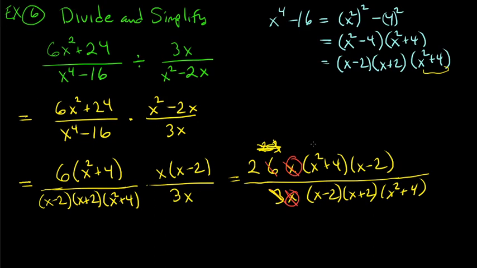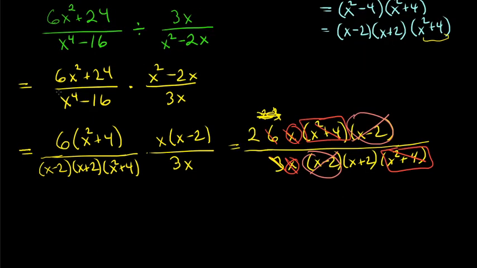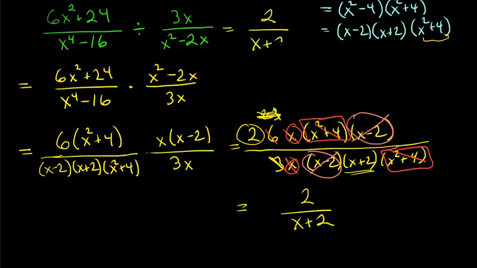All right, what else can we cancel? How about x squared plus 4 over x squared plus 4, and x minus 2 over x minus 2. And I think that's it for canceling. So what survived in the numerator? Just the number 2. What survived in the denominator? Just the x plus 2. So there's our answer: 2 over x plus 2. Done.